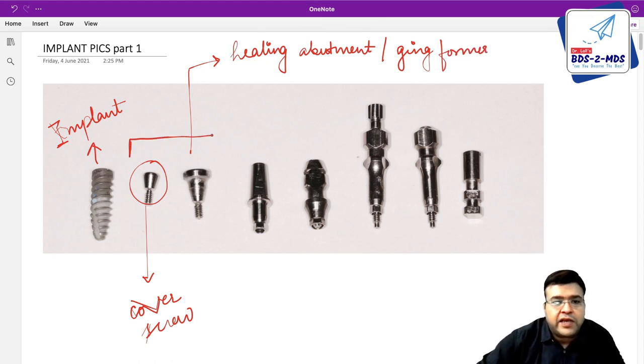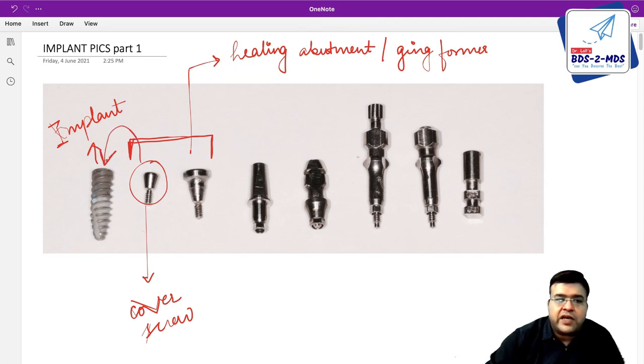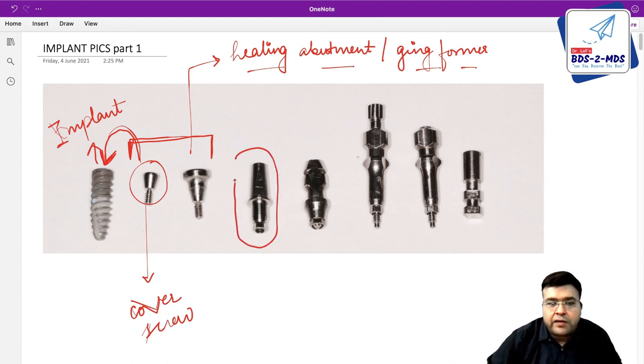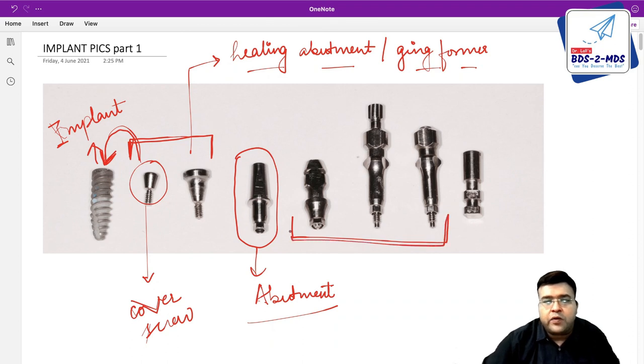So both these things come under surgical accessories, right? The cover screw is the smaller version. Where does this cover screw go in? It goes in on the implant, right? We will just read about it. And then you have the bigger part, which is a transmucosal screw, called a healing abutment or a gingival former, right? The next component which you see here is called an abutment. This is what is going to hold the final prosthesis. Then you have three components here which are called your impression copings, right?